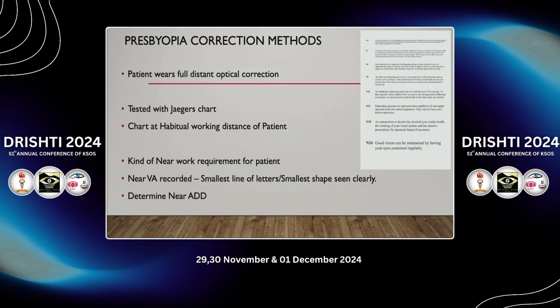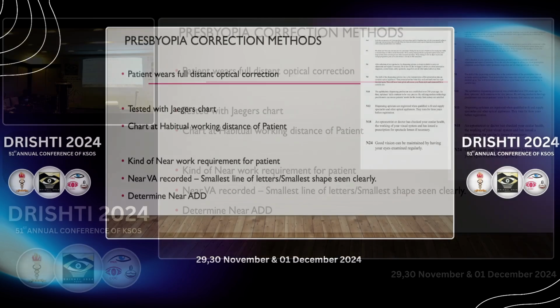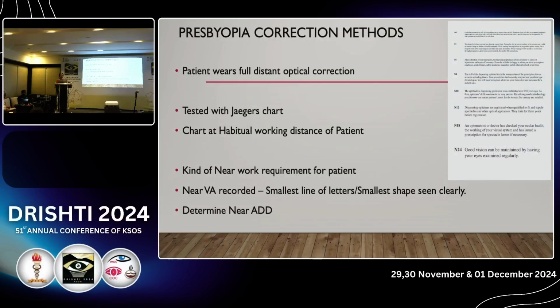Now to find the near add, the patient should wear the full distant optical correction, which has been found out already by what has been told, and the near vision is tested by the Jaeger's chart. You can see the Jaeger's chart. The chart should be held at the habitual working distance of the patient, and always inquire about the kind of near work requirement what is required for the patient. And the near visual acuity is recorded, which is the smallest line of letters, and in illiterate patients the smallest shape which is seen clearly. Now you determine the near add to see the smallest letter what is required.